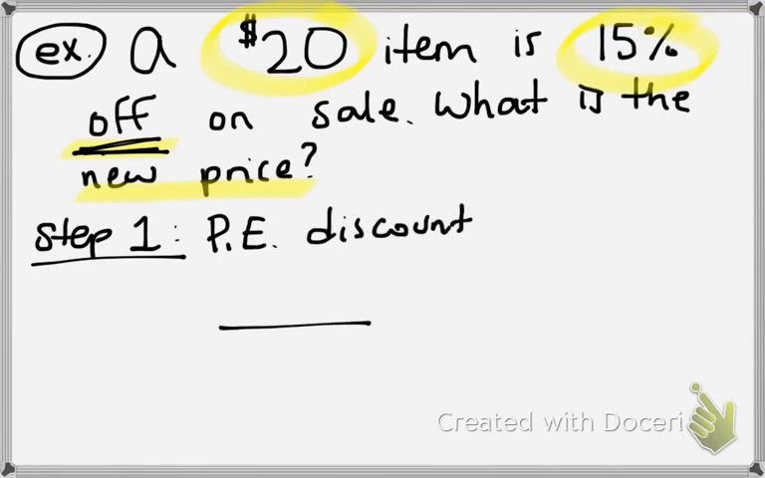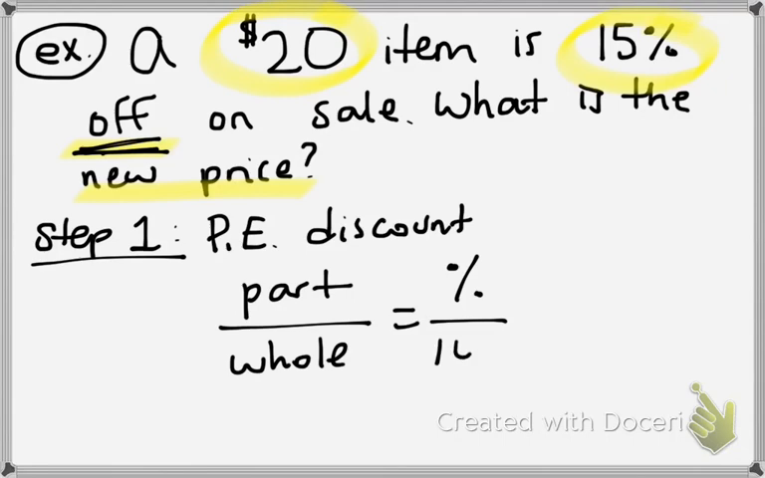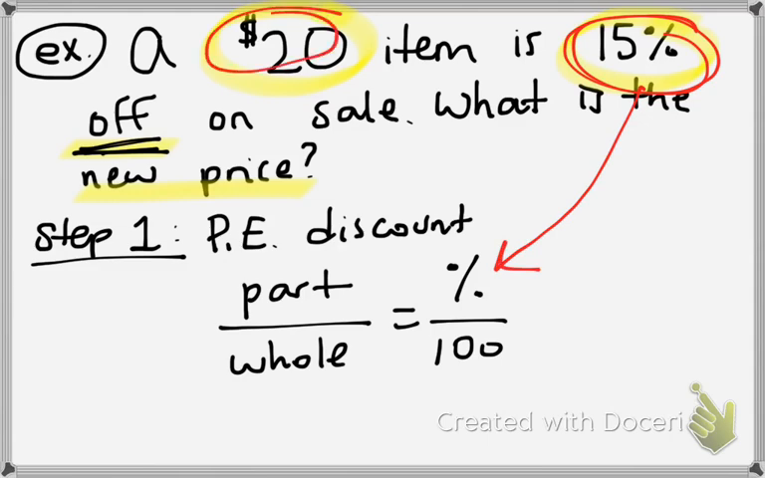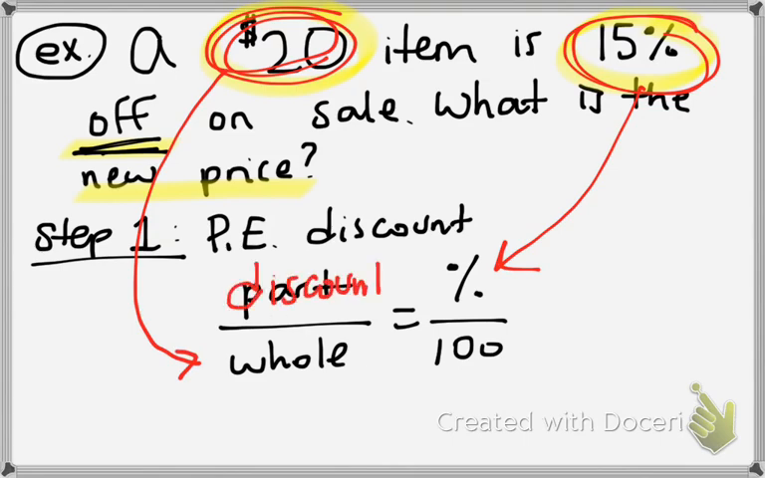Okay, so again, we have part over whole equals percent over 100. And really fast, we know, obviously, the percent goes there. $20 is the original price, so it's going to be the whole. So what we're looking for right now is the discount. Okay, so we plug everything in. X over 20 equals 15 over 100. And we're going to cross multiply.